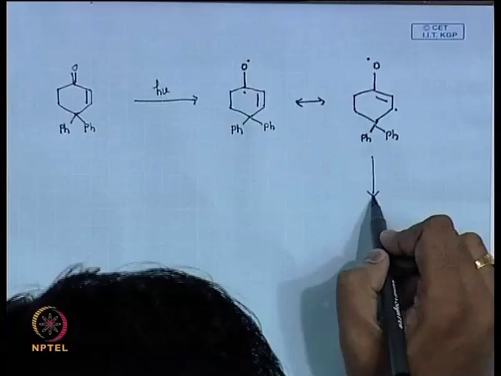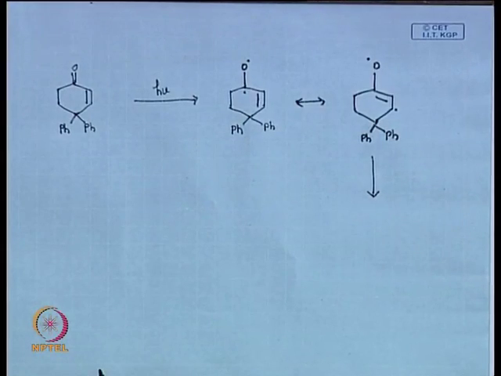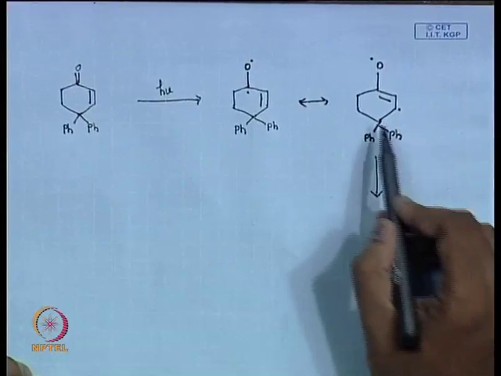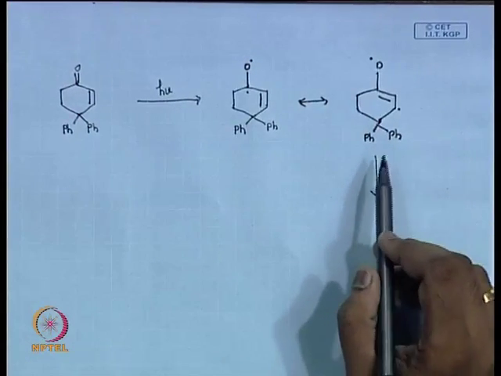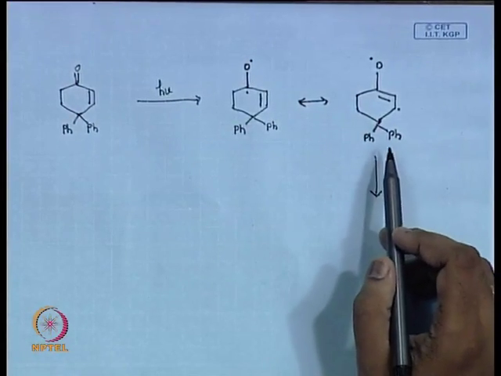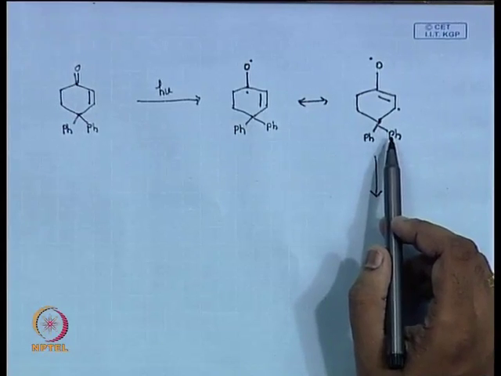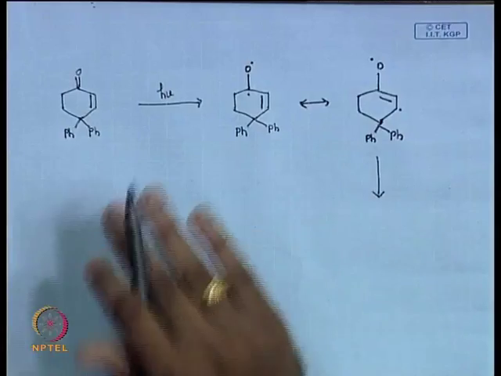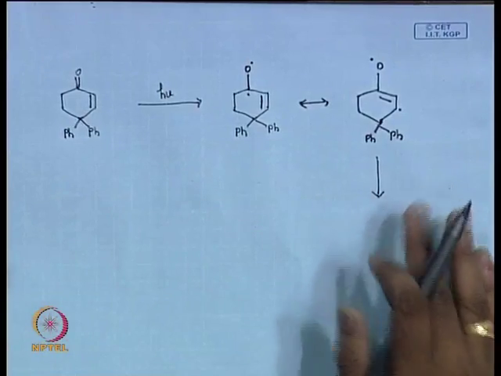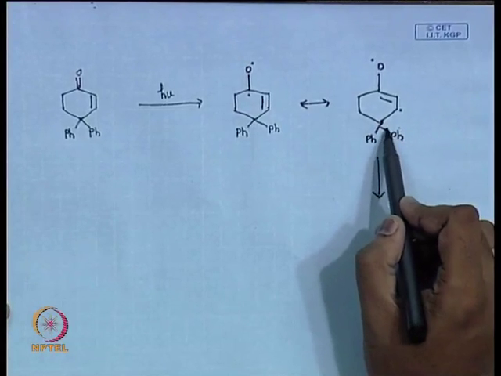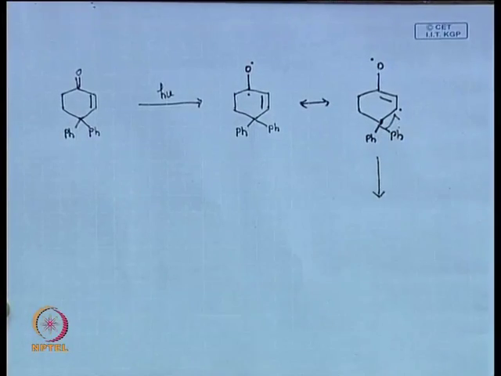Now what do you expect? The shift of your phenyl now becomes much more facile. The migratory aptitude of your phenyl is much better. That's why the whole mechanism is similar, but now you just have to check the migratory aptitude. So this undergoes a shift. You can call it a 1,2 phenyl shift.